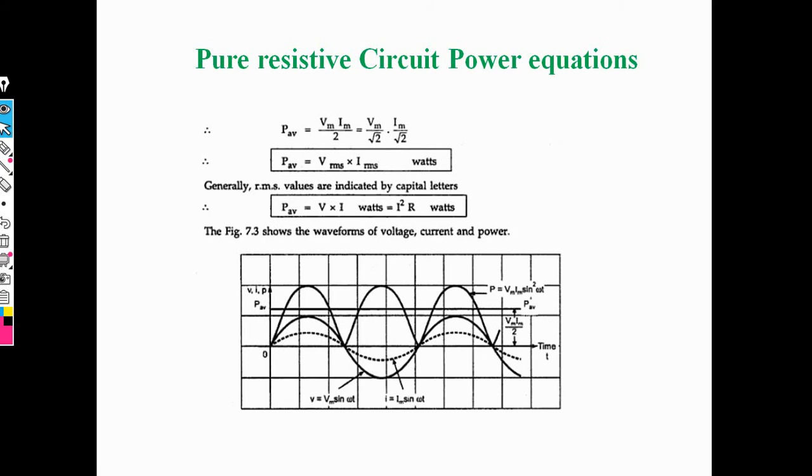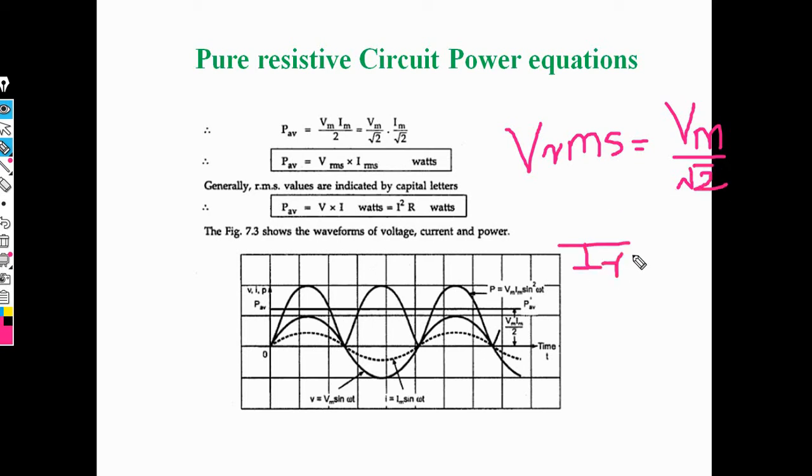Okay, now the average power will also be important. The average power depends on the RMS value. The RMS voltage, VRMS, is equal to Vm upon root 2. This is an important formula. And IRMS is Im upon root 2. Both formulas are very important in the power equation.